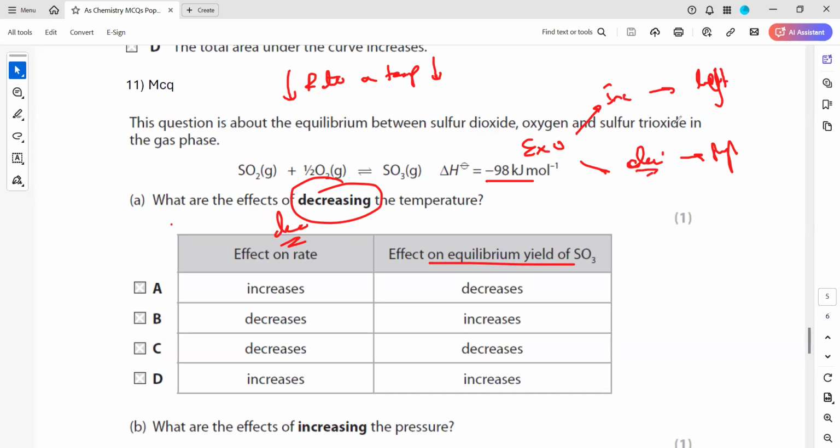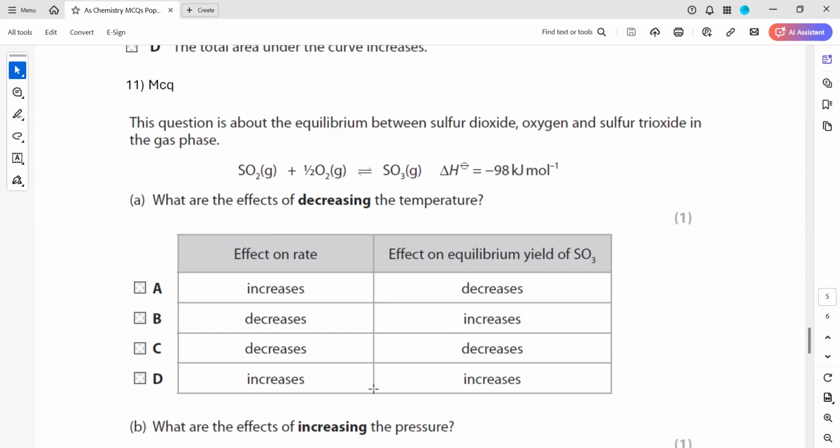And for the equilibrium position, because we are decreasing the temperature, equilibrium shifts toward the right. So we'll get more product. That's why B will be the right answer. So decreasing the temperature for an exothermic reaction shifts the equilibrium towards the right, but it will also slow down the rate or speed of a reaction.